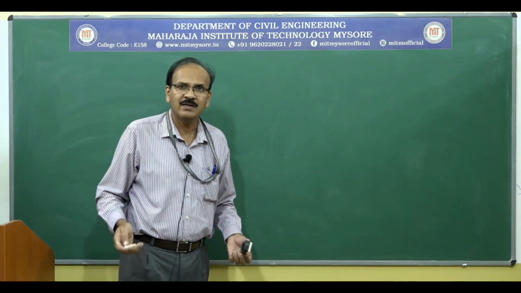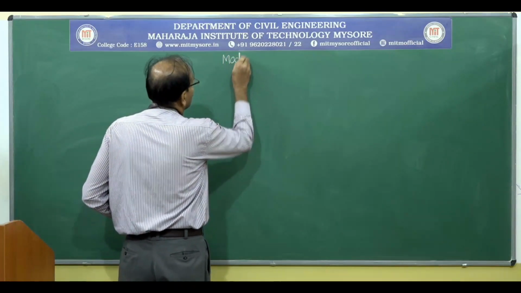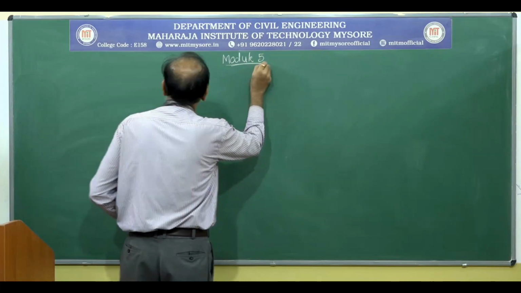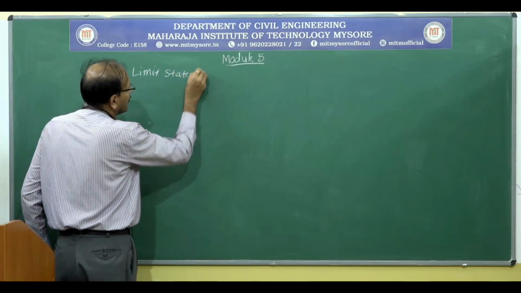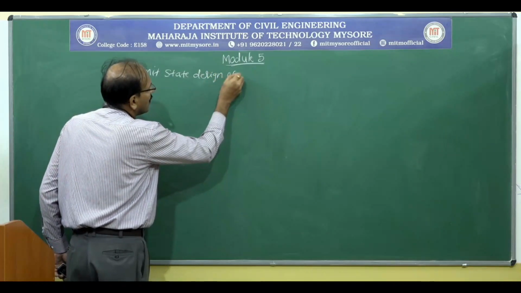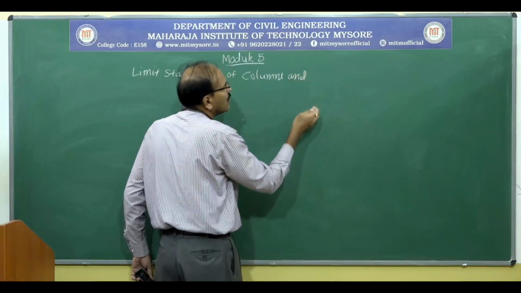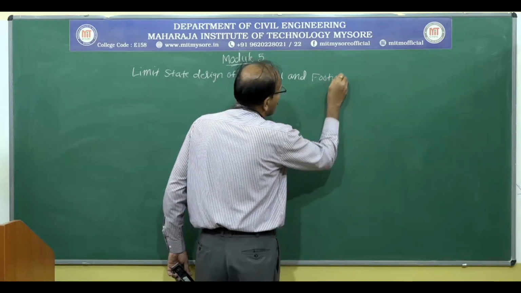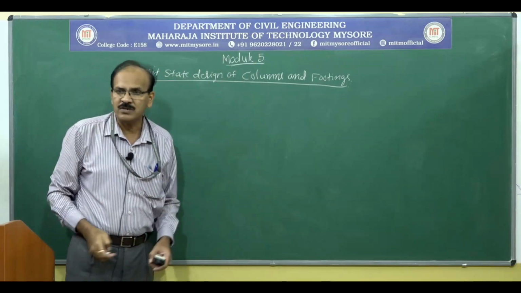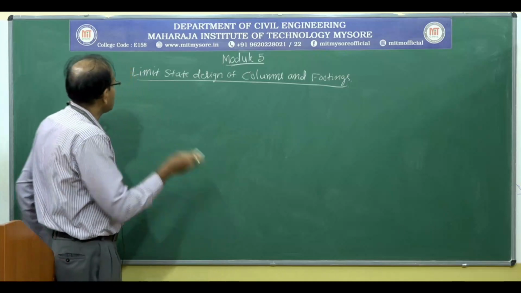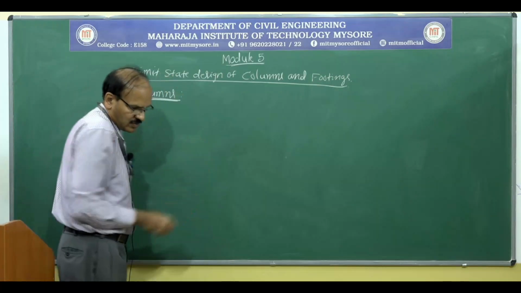Hello, welcome back. Today we are going to start with module 5, that is limit state design of columns and footings. So this has two parts, that is columns and footings. To start with, let us cover design of columns, that is limit state design of columns.